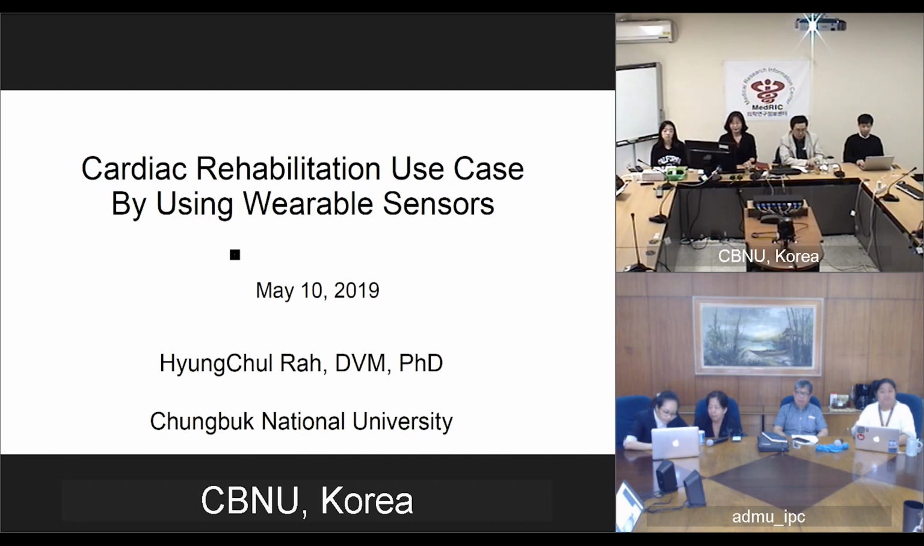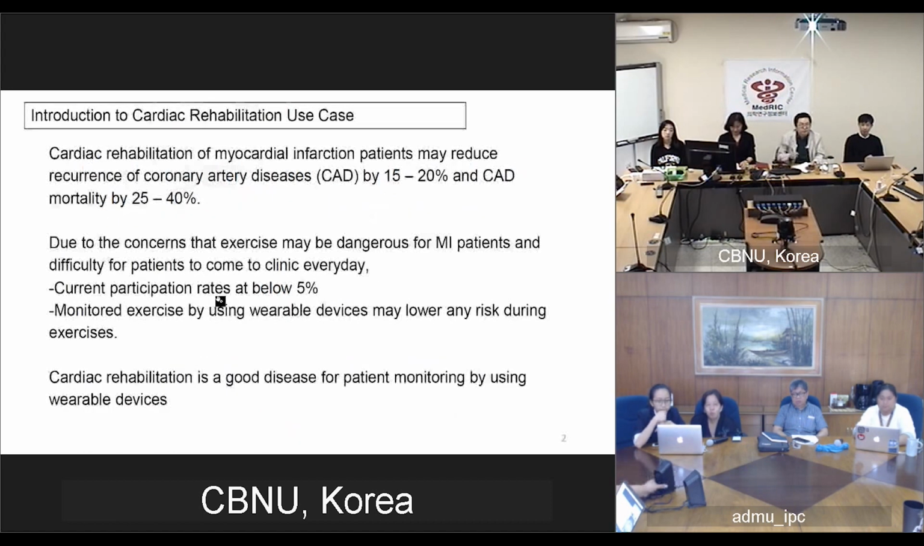So today, I'd like to talk about the cardiac rehabilitation use case by using wearable sensors, which is part of an ongoing project. I have a DBM degree, so I'm not an MD. This project is in collaboration with the Chungbuk National University Hospital. First, let me introduce the cardiac rehabilitation use case.